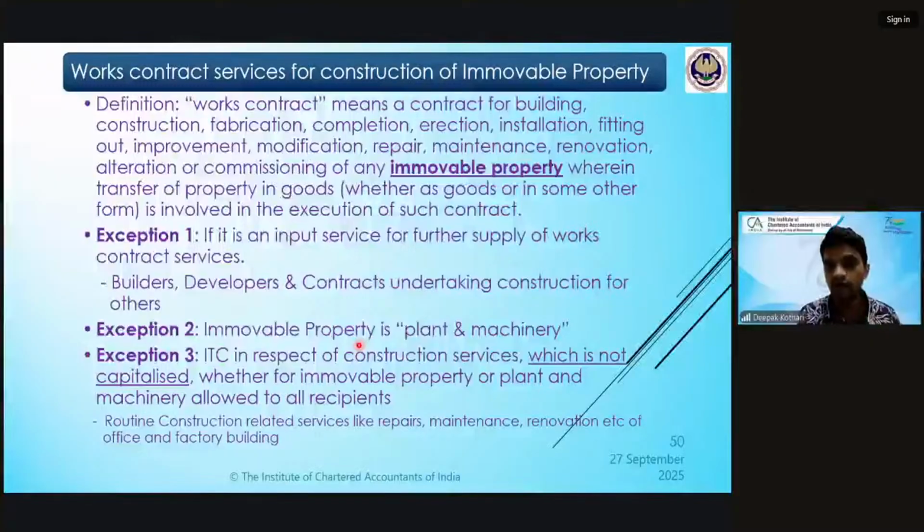Okay, very tough, but you have understood it. But I'm not seeing the questions coming in here for this. Is this chapter, is this topic on ITC on works contract understood or no? Builder is doing for profit. Builder may be doing for profit or he may be doing for loss also.